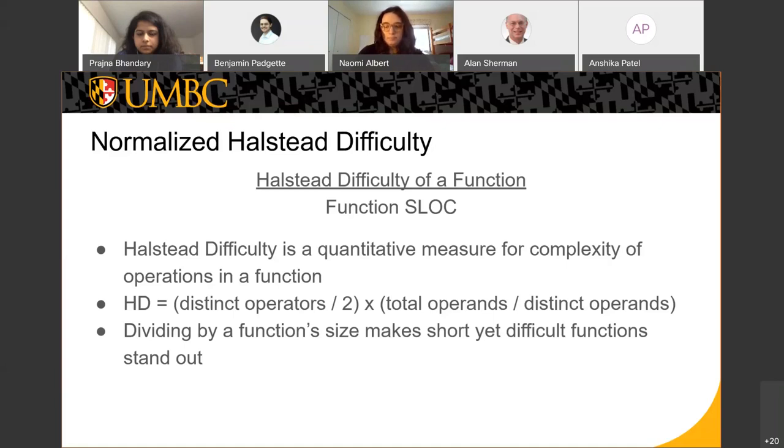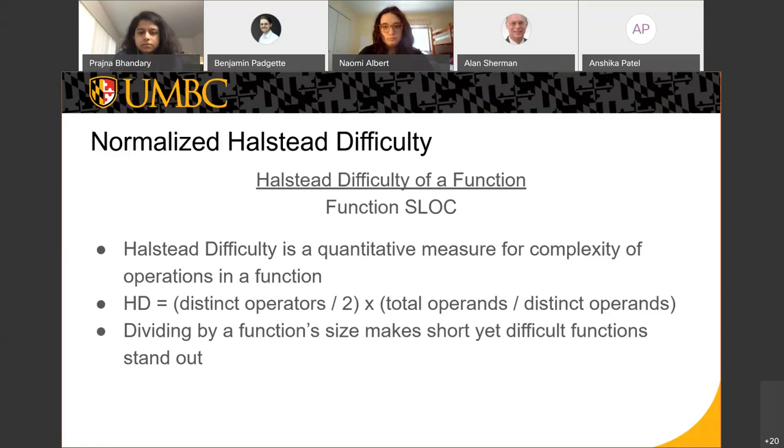Until people showed that Halstead difficulty on its own has a really strong correlation with the source lines of code of a function. So when we calculate this Halstead difficulty, where we're taking distinct operators and total operands, we're calculating a metric that's based off how complex the interactions between those two are. So if we look at that HD equals function down there, what that equation shows is something that has more total operands, meaning distinct operands are being used multiple times. So we don't just have A equals 5.